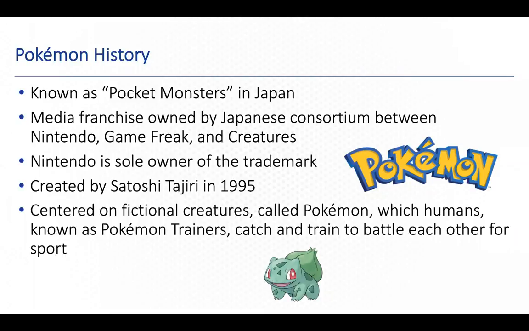It's centered on fictional creatures called Pokemon, which human beings known as Pokemon trainers catch and train to battle each other for sport. The one down there at the bottom of this screen is known as Bulbasaur, for example. And it's quite fun. If you just type the name Bulbasaur into Google, you will get quite a lot of detail about this creature and what it can do.